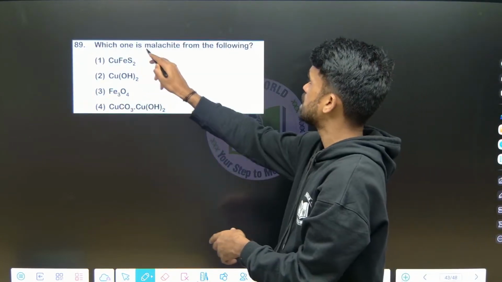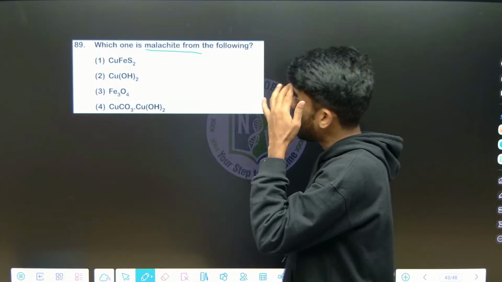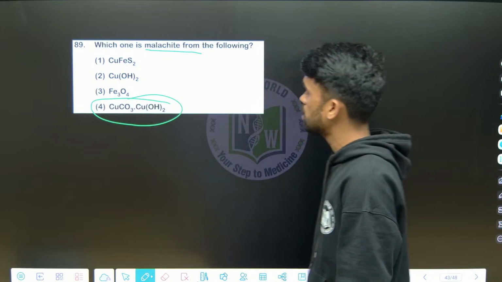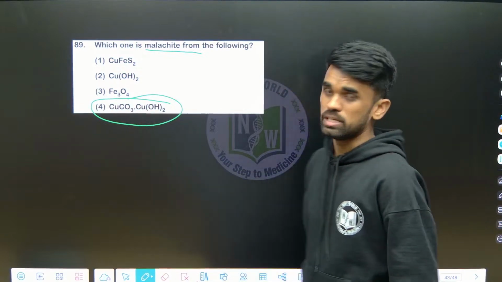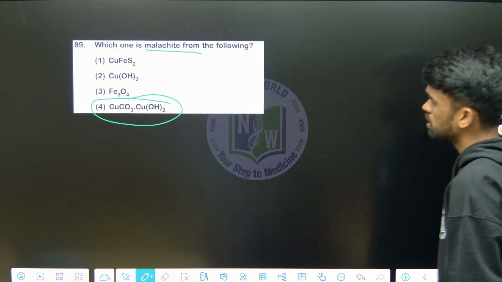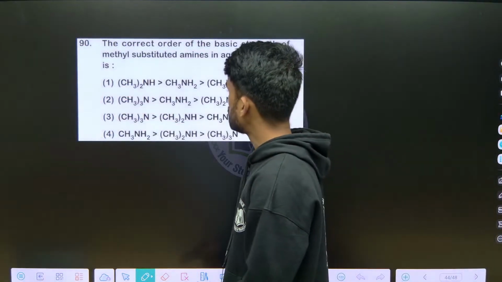So here, malachite. What is malachite? This is the chemical formula, CuCO3·Cu(OH)2. We will be studying about this in metallurgy, right? Okay. Now, the basic nature.